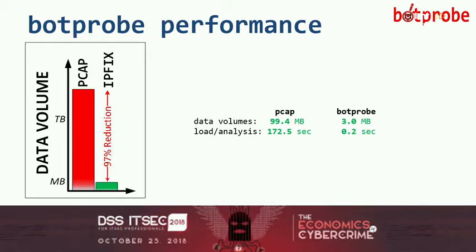In the initial experiments we did, what we were finding was we actually had a huge data reduction. You could be capturing data all the time in terms of PCAP, with terabyte, petabyte storage requirements. With IPFIX, knowing the data that we wanted, we could reduce the data collection by 97%. So typical volume when we're doing experiments, almost approaching 100 megabytes, looking for botnets, we could reduce with our technology using Botprobe down to 3 megabytes.